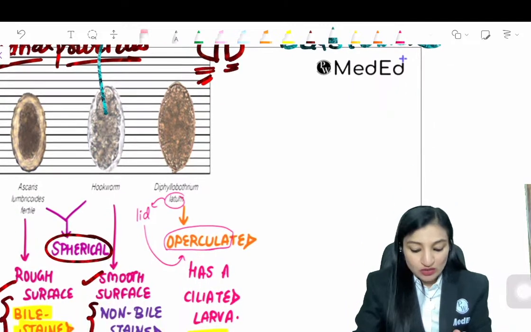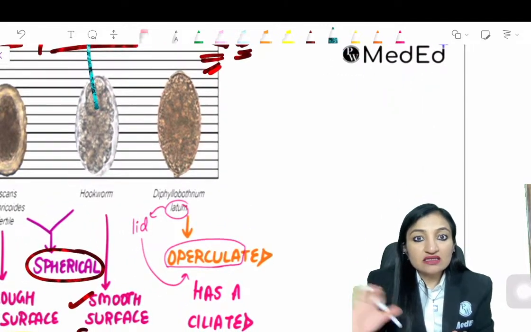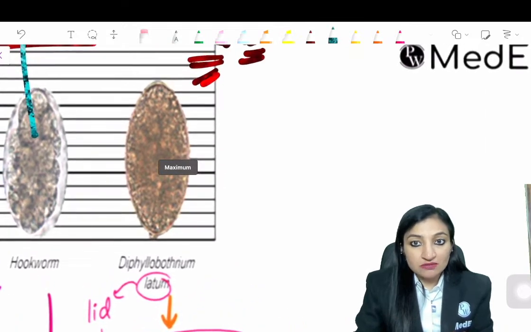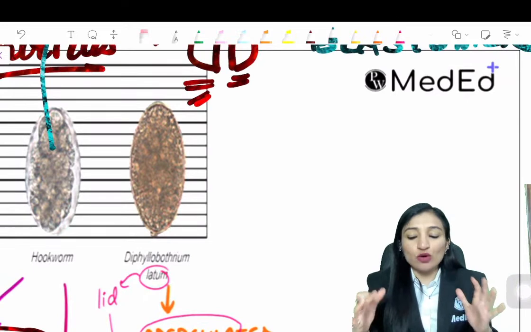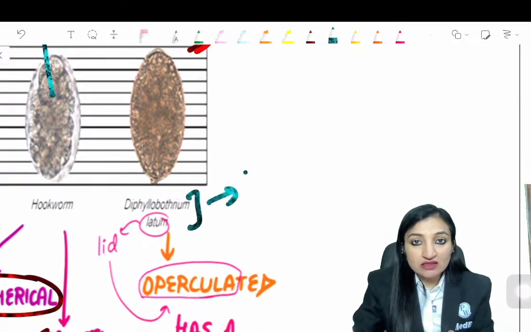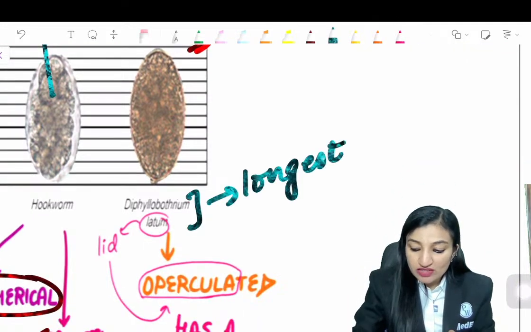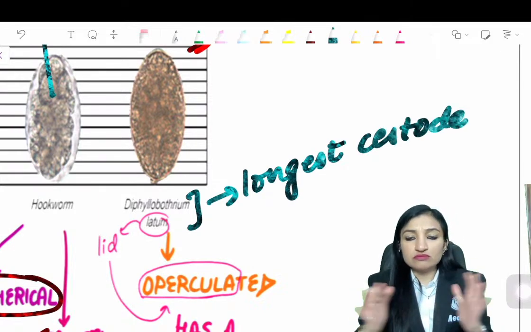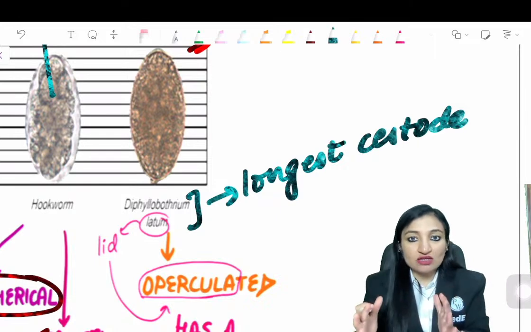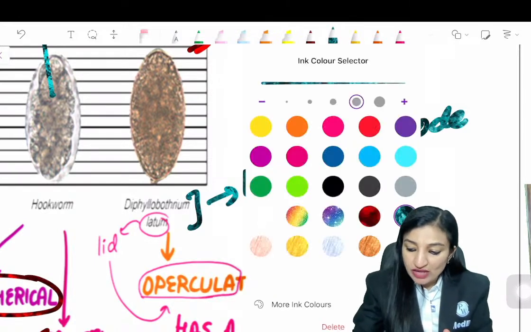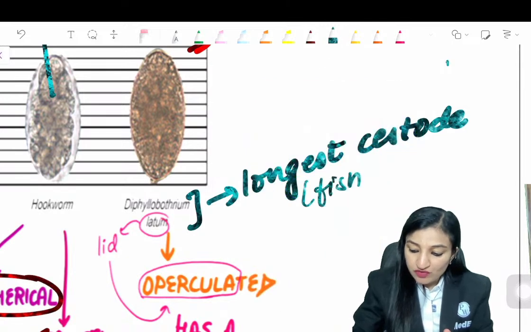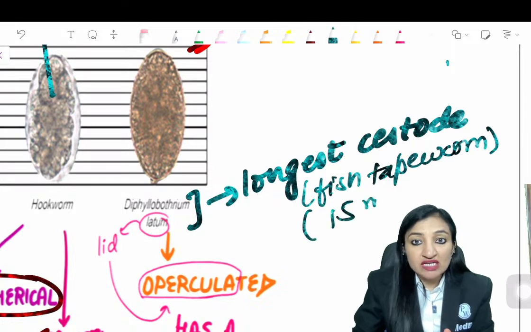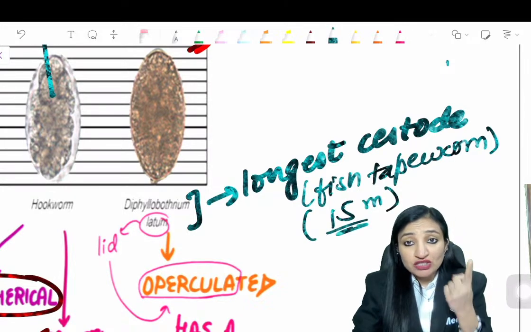Now, last but not the least, at the extreme right, you can see Diphyllobothrium latum. Such a long name, guys. Diphyllobothrium latum. Remember, this fellow is the longest cestode, or the longest tapeworm. It has the lengthiest name to pronounce. Diphyllobothrium latum. Also known as what? Also known as fish tapeworm. Okay? Fish tapeworm. How long is it? It can be up to 15 meters. F for fish, F for 15.